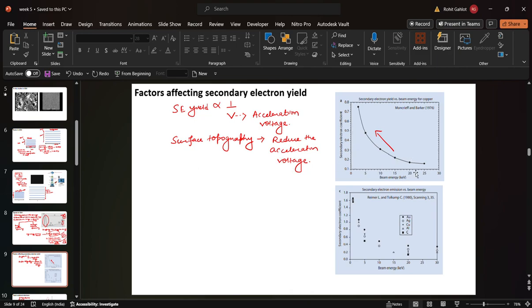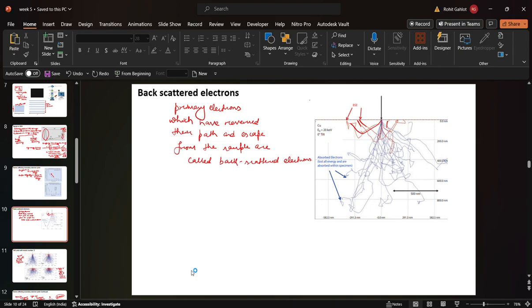Here you can see this plot. These were covered in your lectures. Then if you come to the backscattered electron and the Monte Carlo simulation, it shows how your electron beam interacts with your specimen, and to what depth and in what longitudinal and lateral dimension it spreads.